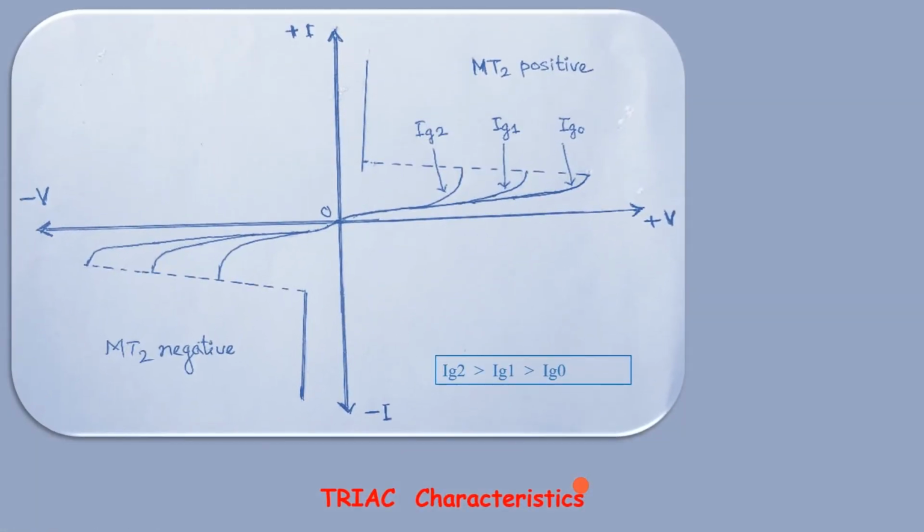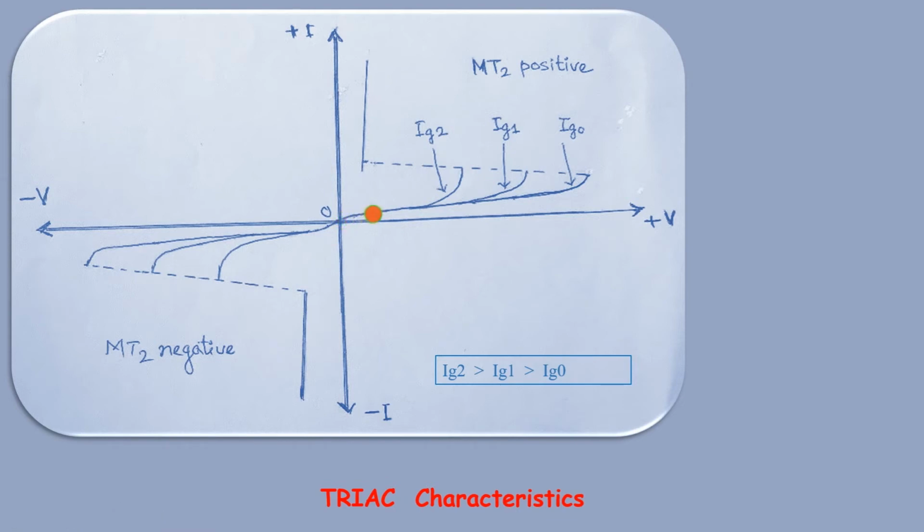This slide shows you the characteristic of the triac in both directions. See, this is the 0 point, and from 0 to the plus V axis is when MT2 is positive, and the current, if any, during this. See the very first characteristic here.